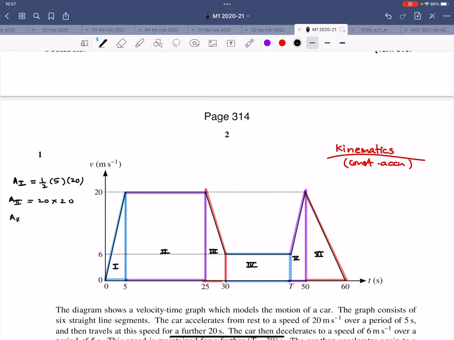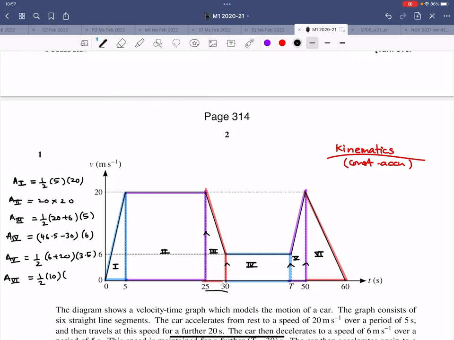Area of 3, that is a trapezium, half sum of parallel sides. So one side is 6, the other is 20. That's 20 plus 6 multiplied by height, which is 5. This is the height. The fourth one is another rectangle. We now know what is t, that is 46.5 minus 30 multiplied by the height, which is 6. The fifth one, that is between t and 50, so that is half into sum of parallel sides, that is 6 plus 20 multiplied by 3.5. Last but not the least, that is the sixth one, that is half into 10 into 20, and just add it up. So when you add it up, you get the answer.